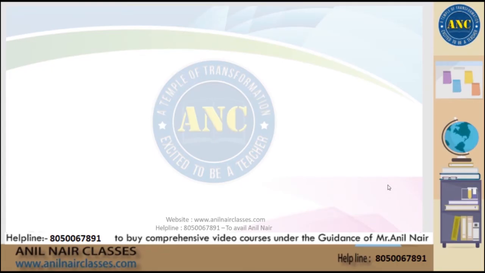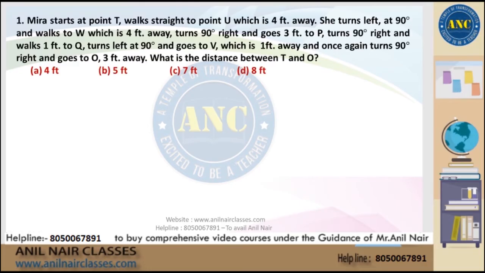First, let us solve some simple problems, then let us go to the complicated ones. Look at the first question. Meera starts at a point T, walks straight to point U, which is 4 feet away. She turns left at 90 degrees and walks to W, which is 4 feet away, turns 90 degrees right, then goes 3 feet to P, turns 90 degrees right, and walks 1 foot to Q, turns left at 90 degrees and goes to V, which is 1 foot away, and once again turns 90 degrees right and goes to O, 3 feet away.